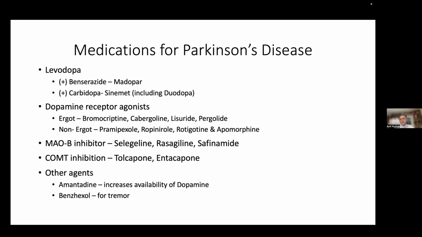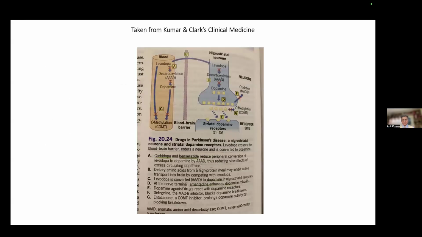And the same with COMT inhibitors, tolcapone and entacapone. They reduce the peripheral conversion of levodopa to dopamine, so more levodopa can enter the brain, where it can deliver the dopamine which is deficient in this patient. And then you have levodopa, second is dopamine receptor agonists, which I'll probably describe in the next slide, MAO-B inhibitors, COMT inhibitors, and this one.